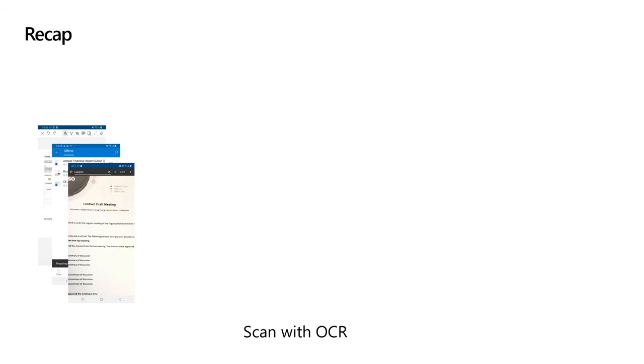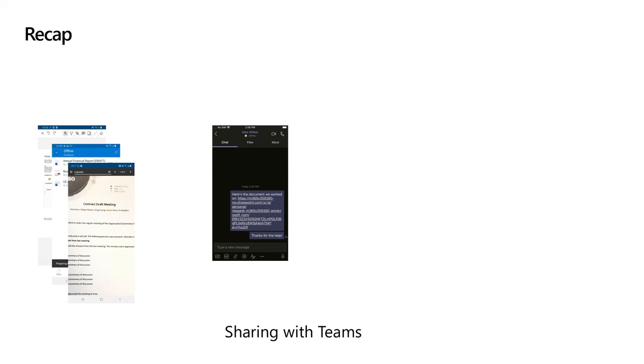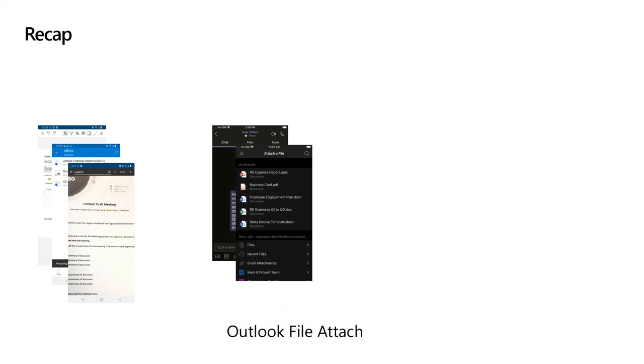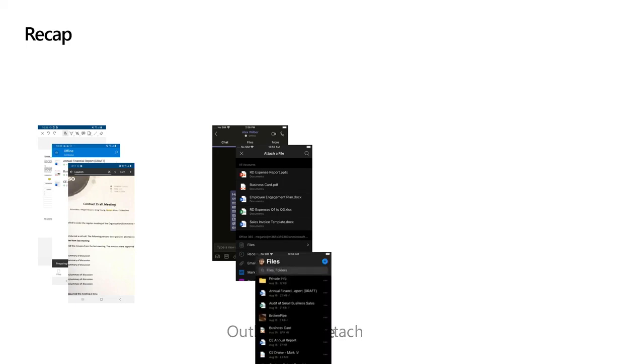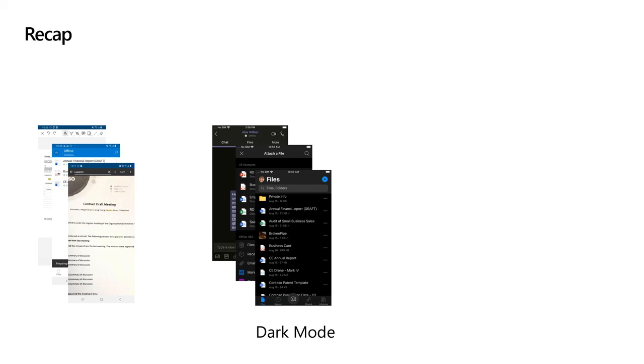Then we saw how Scan with OCR worked like magic to make text in files I was working with, hard copies of files, actually searchable. Then we saw how the new common sharing experience makes it easy to learn once, apply everywhere for sharing, and be able to use that with Teams to collaborate with others working on files. We saw the brand new Outlook file attach experience with that awesome MRU peek at the top that we know customers love. We saw the new UX inside OneDrive, including dark mode and its cross Microsoft 365 design style.